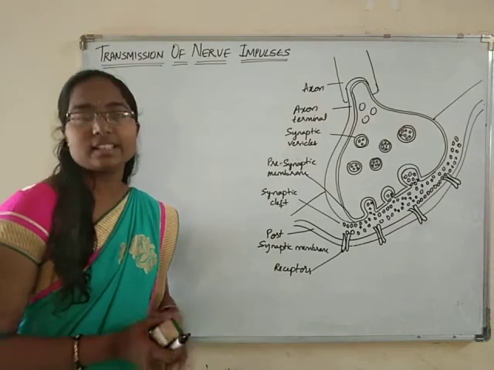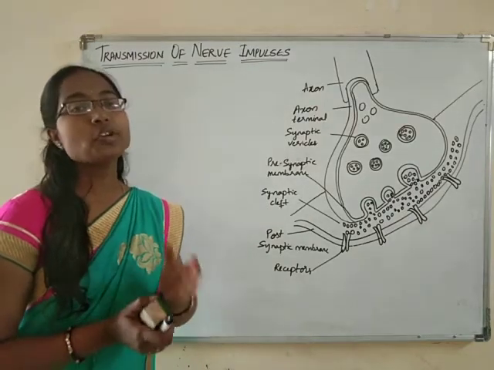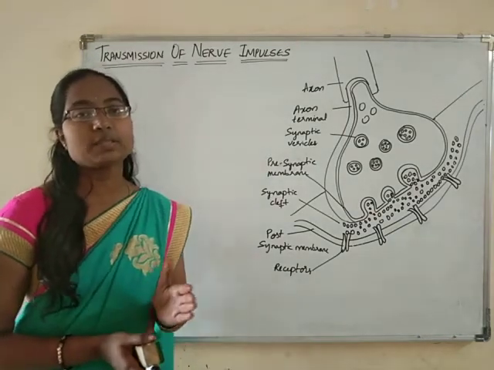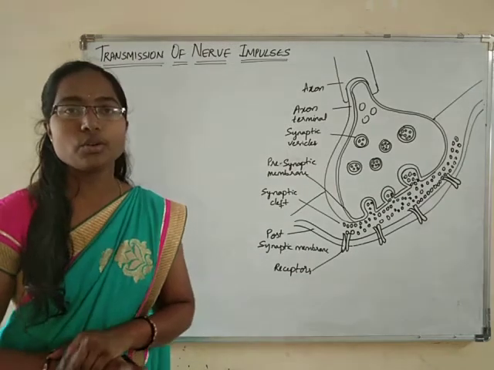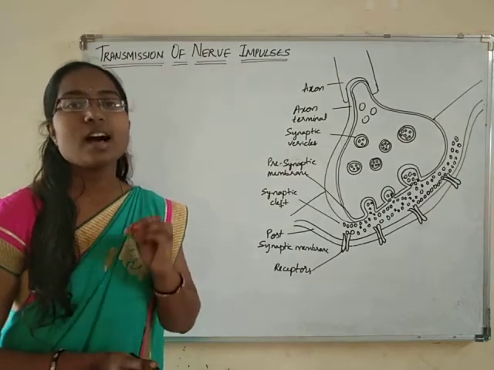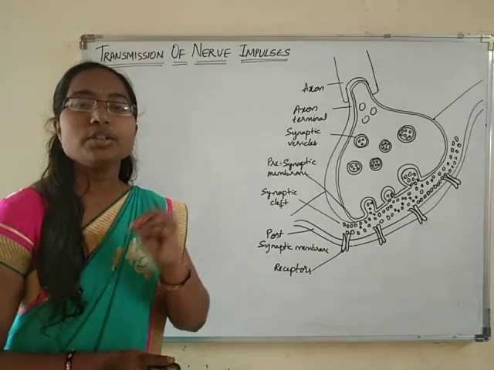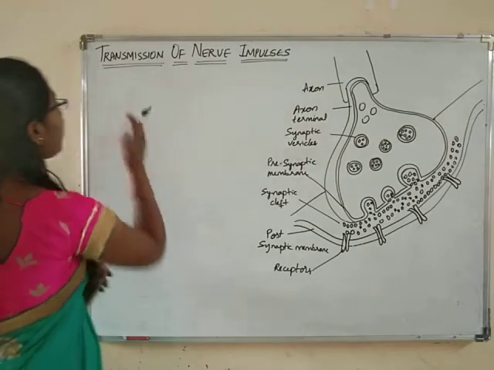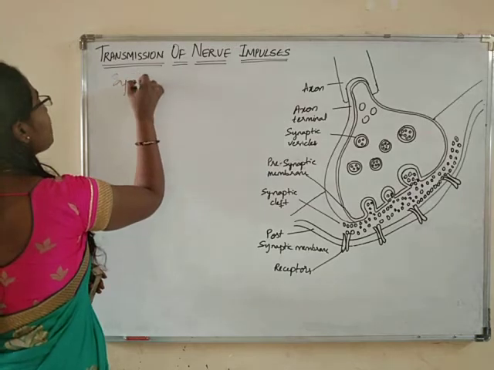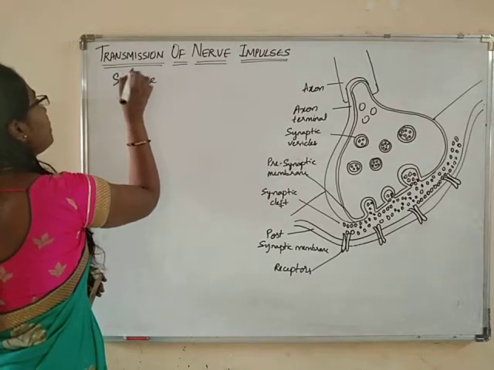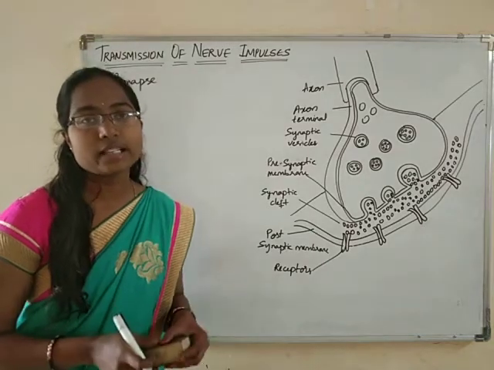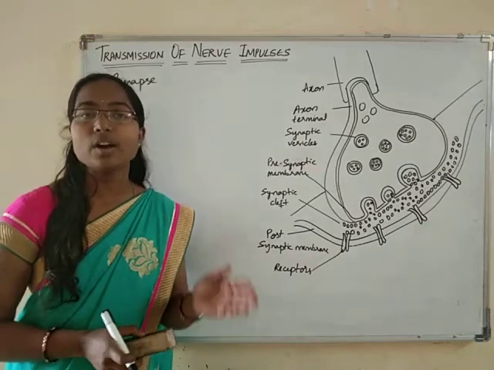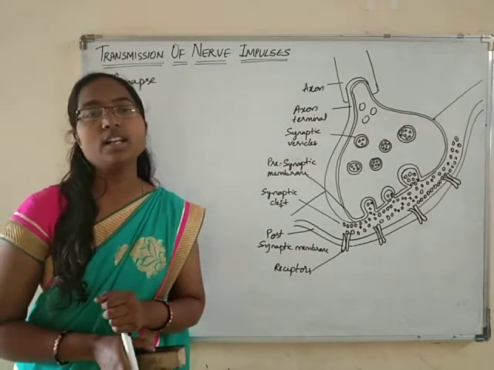We have already discussed in our earlier class the conduction of nerve impulse. In today's class we are going to learn how the nerve impulses are transmitted from one neuron to the other neuron. The nerve impulses are transmitted from one neuron to the other neuron through some junctions which are called synapses.